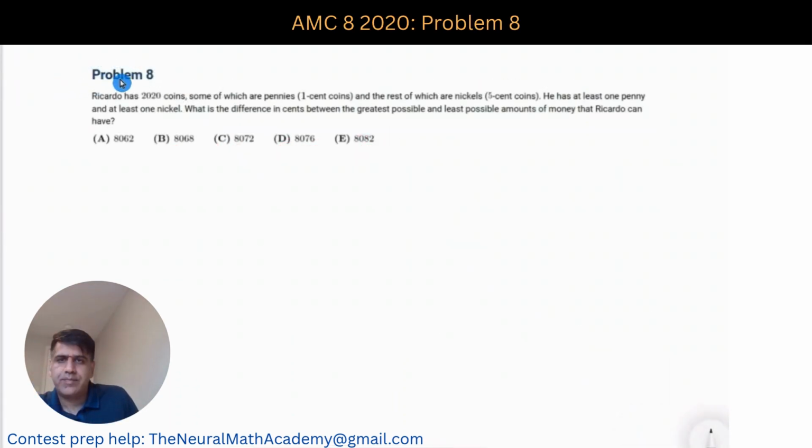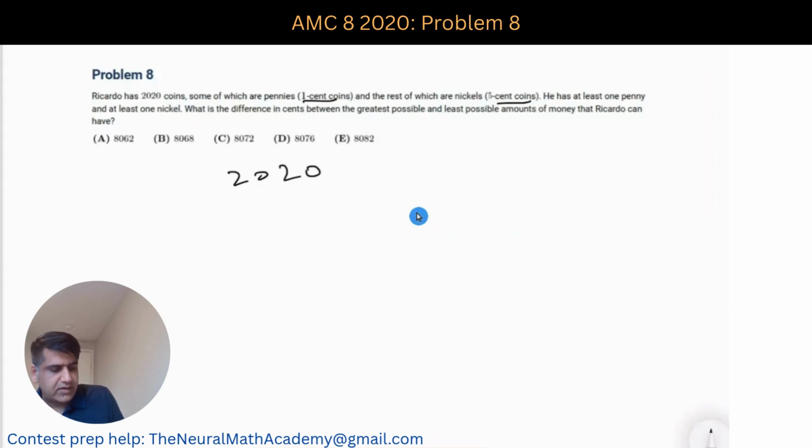So let's look at problem 8, where Ricardo has 20 coins, some of which are pennies and the rest of which are nickels. He has at least 1 penny and at least 1 nickel. What is the difference in cents between the greatest possible and least possible amounts of money that Ricardo can have? So the total coins that we have are 20, and some of which are pennies and others are nickels.